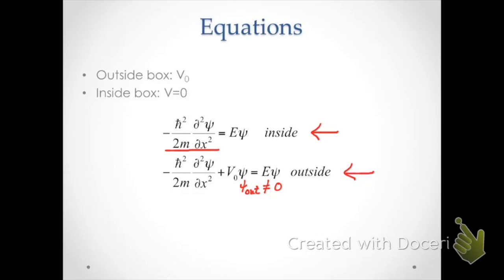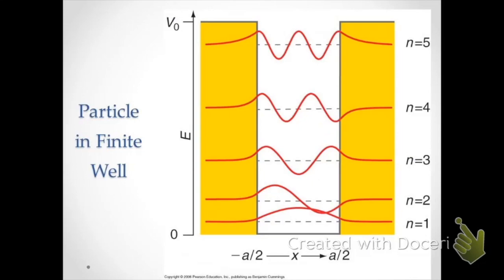The first thing we're going to note with regard to meaning is that because the potential energy is not infinite outside the box, the wave function outside the box is not equal to 0, meaning that there will be some probability that we can find the particle outside the box. Since the wave function is not 0, the probability density will not be equal to 0. So let's take a look at this.